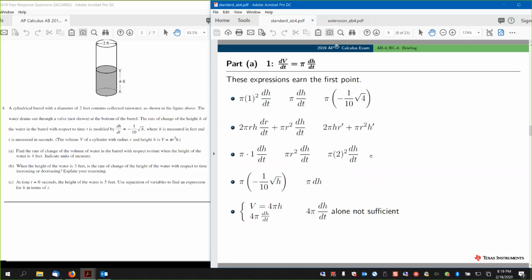Over here, the student has substituted r equal 1, and that's okay. Here, they've got pi r squared. They haven't substituted in 1 yet. That's okay. Here they've substituted in r equal 2, but we decided that they still conveyed the concept of the chain rule, and so they would earn the first point, but they're not going to get the second.